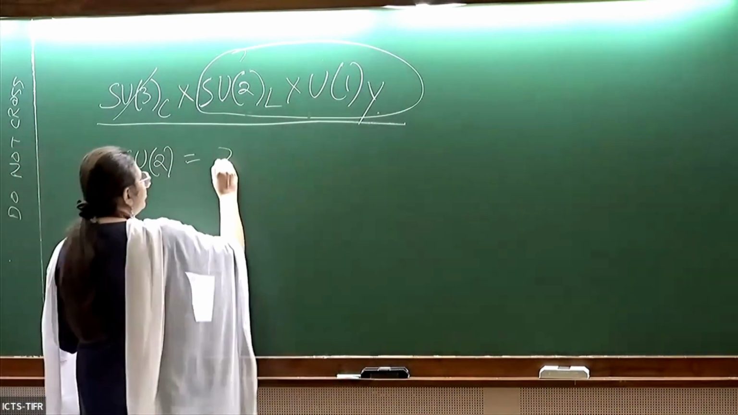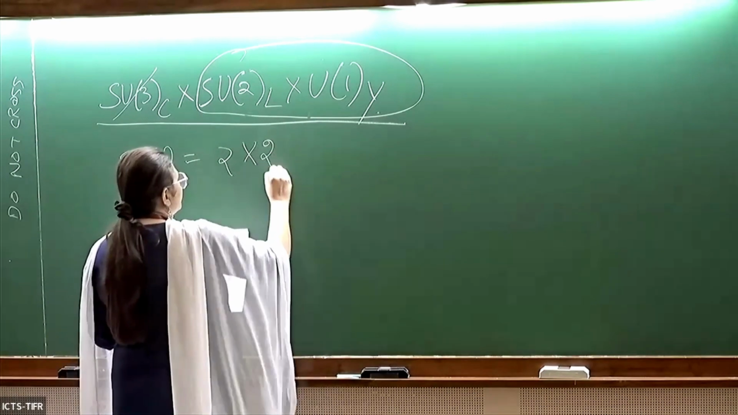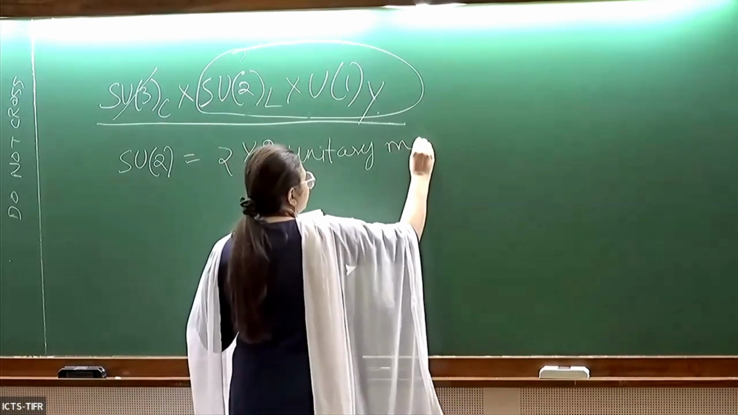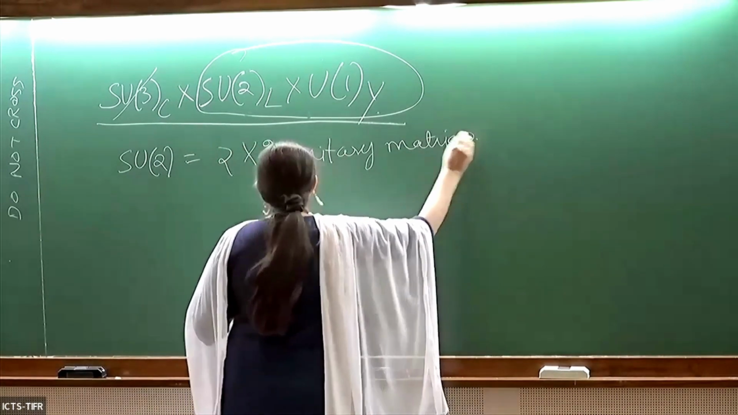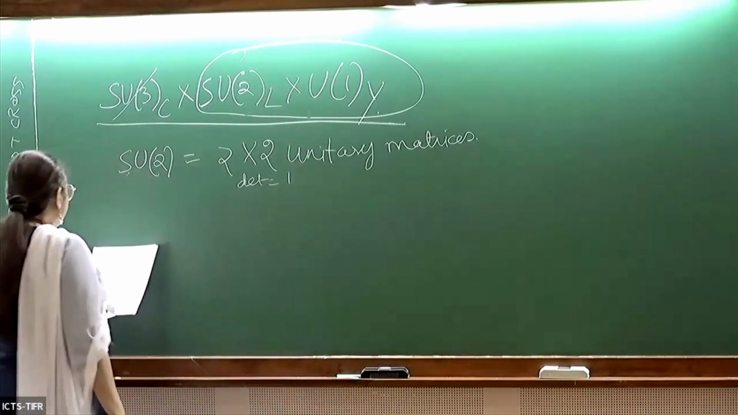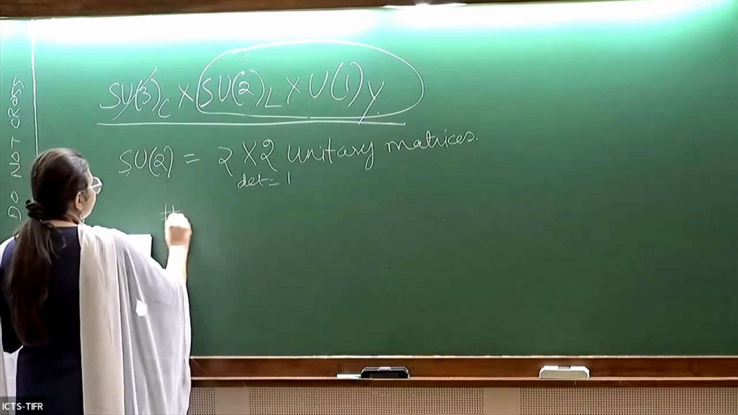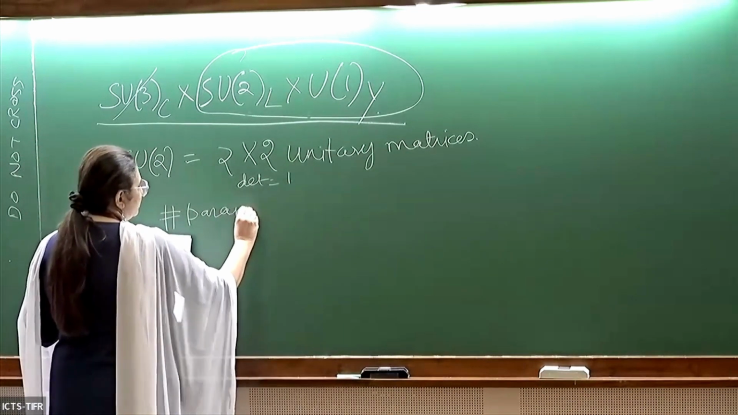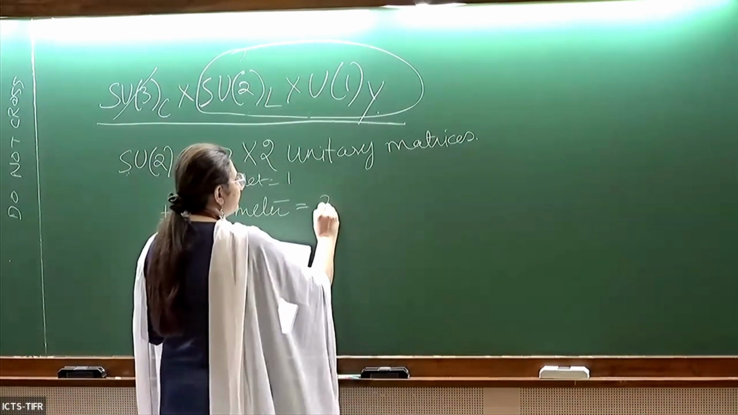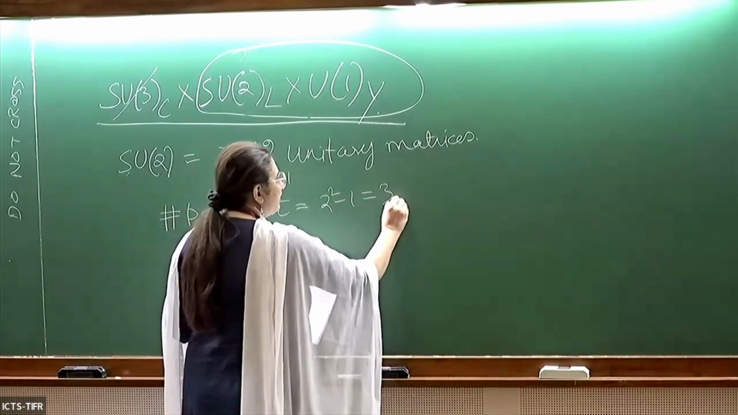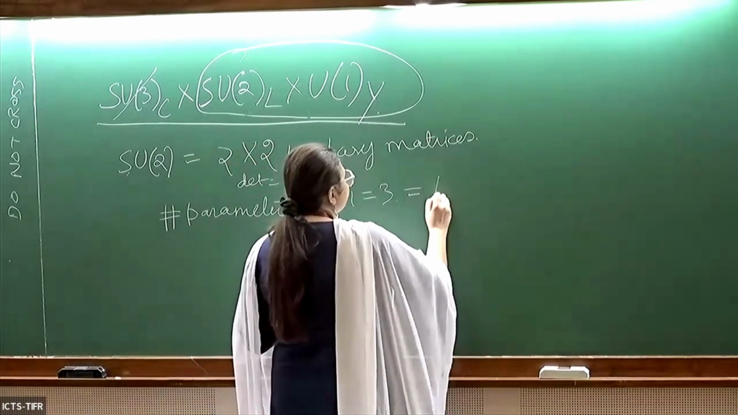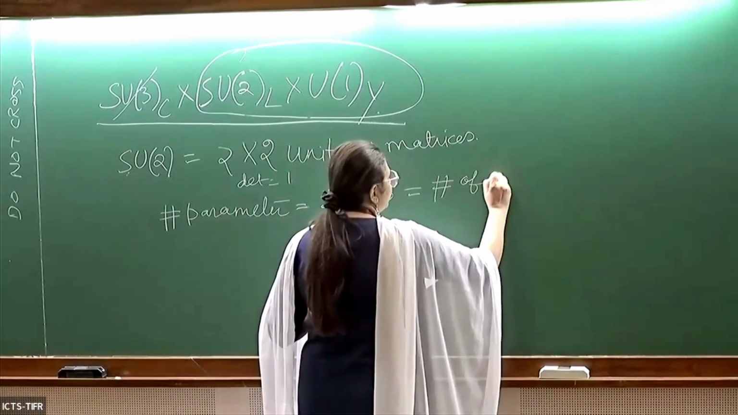I think all of you know that this is a group of 2 cross 2 unitary matrices. And S means special, so S means determinant 1. So the number of parameters for SU(N) is N squared minus 1, so 2 squared minus 1, 3. And if we consider the Lie algebra of SU(2), then this is equal to the number of generators.